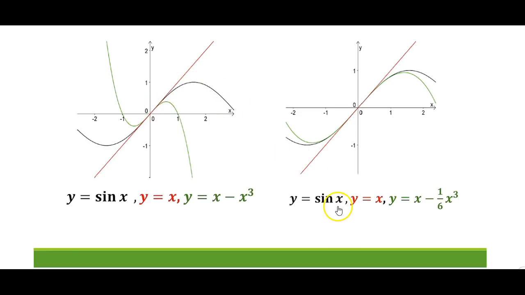Well, if you look over here on the graph to the right, we still have the sine function and we have the line y equals x, our tangent line approximation. And we still have a cubic polynomial, but we've slightly tweaked the coefficient in front of x cubed. So now we have x minus 1 over 6 x to the third. And you can see that now that cubic polynomial is really close to the sine function as I get further away from 0.